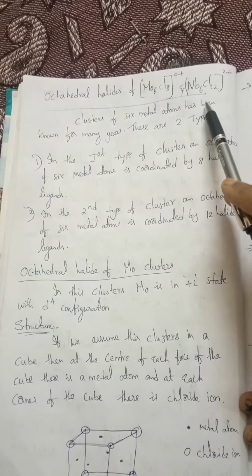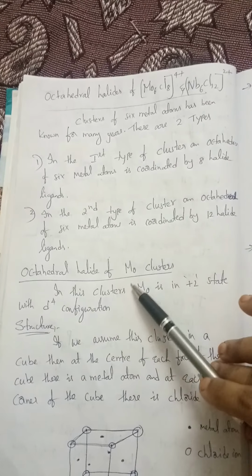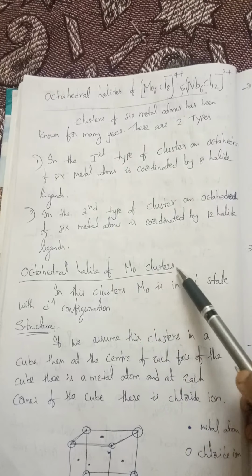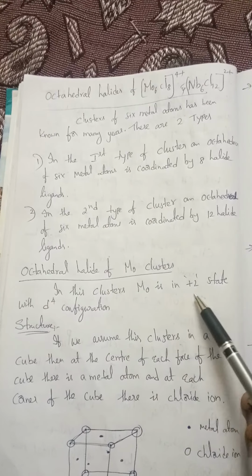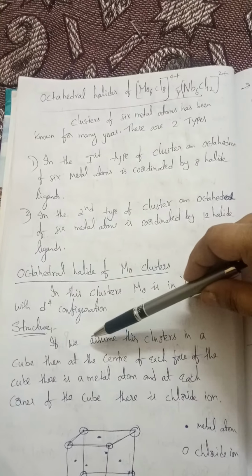Now we discuss only one of the structures, the octahedral halide cluster of molybdenum. In this cluster, molybdenum is in the +2 state with a d4 configuration, as we well know.